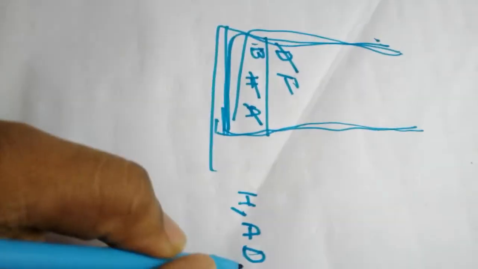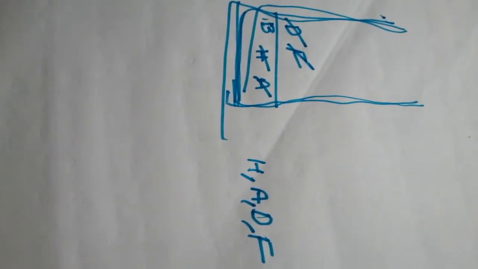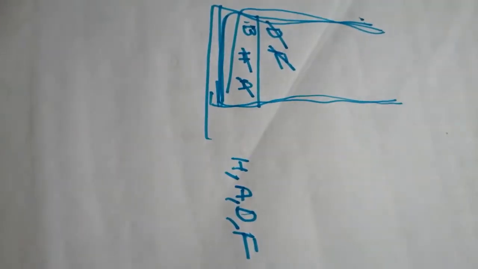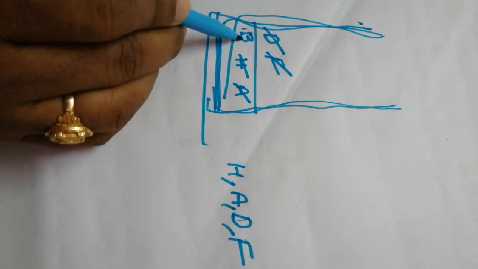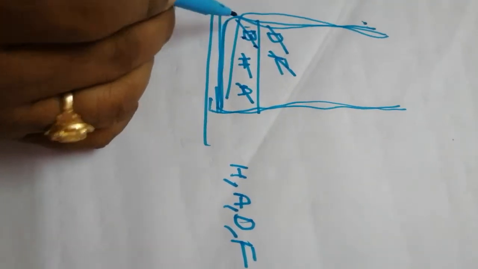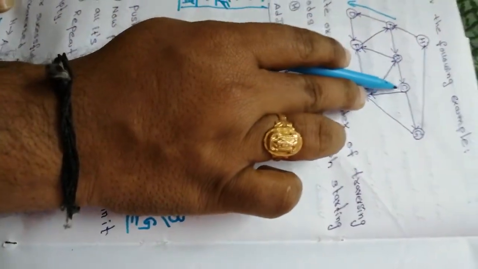Now pop F from the stack. It is deleted. Now what are the neighbors of F? A. It is visited, so no need to push. Then we need to pop. So pop B from the stack. Now what are the neighbors of B? The neighbor of B is F, which is visited. The neighbor of B is C. So now insert C.